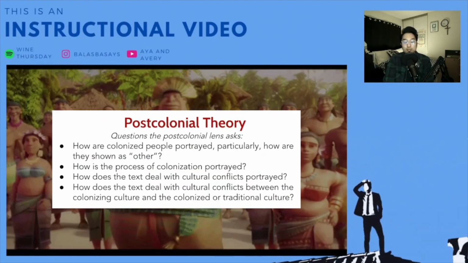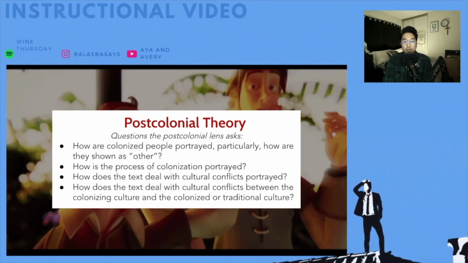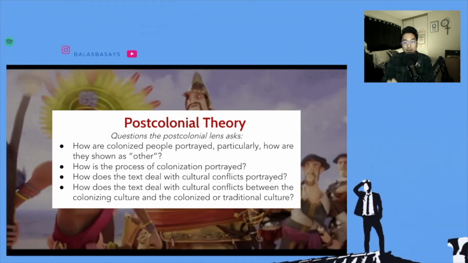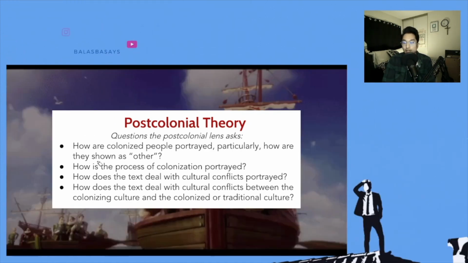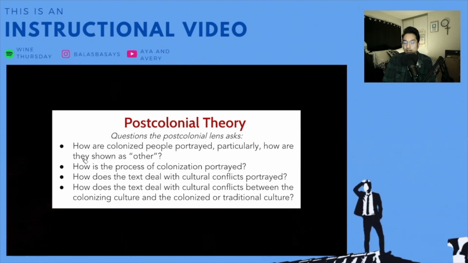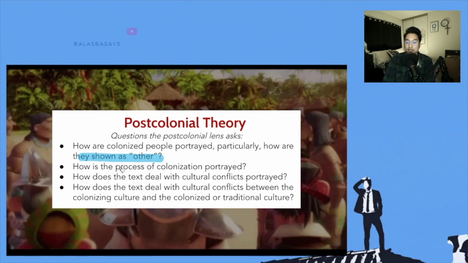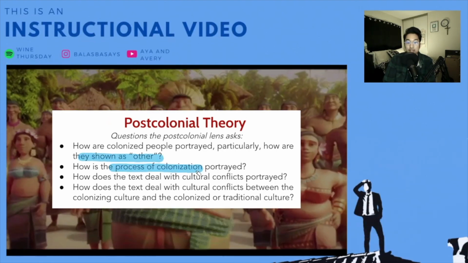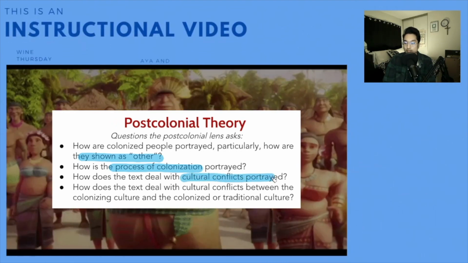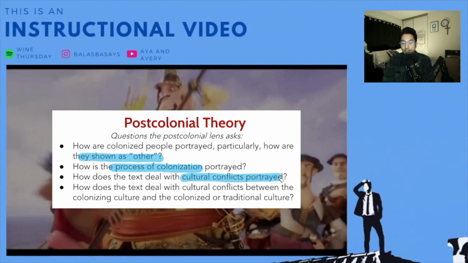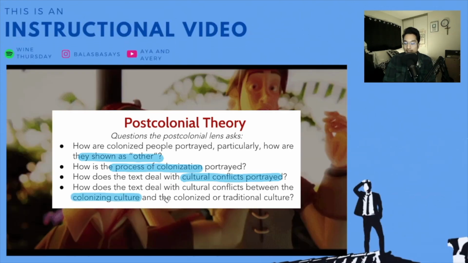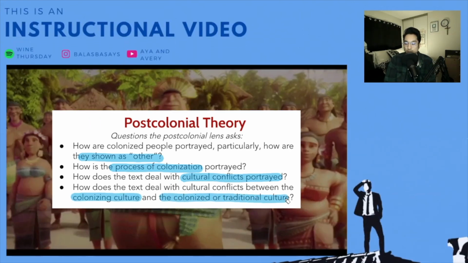Though it has similarities to other concepts we've learned, post-colonial theory asks specific questions such as, how are colonized people portrayed? Particularly, how are they shown as other? How is the process of colonization portrayed? How does the text deal with cultural conflicts between the colonizing culture and the colonized or traditional culture?